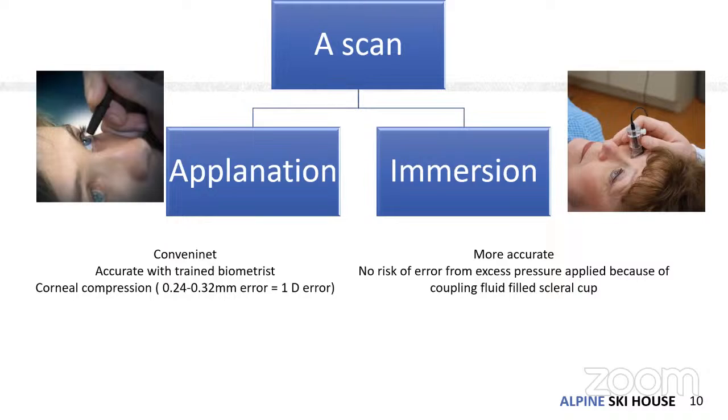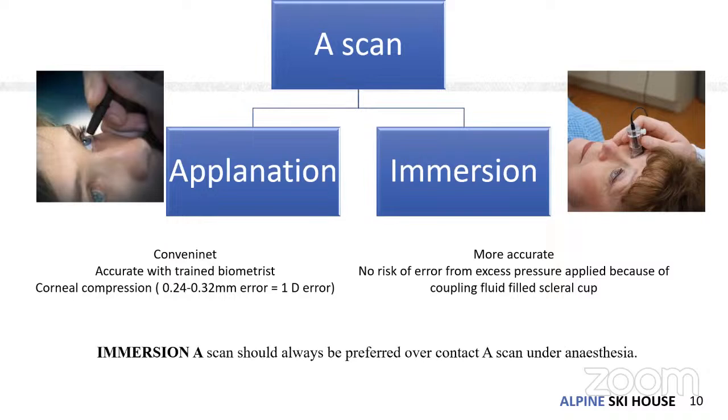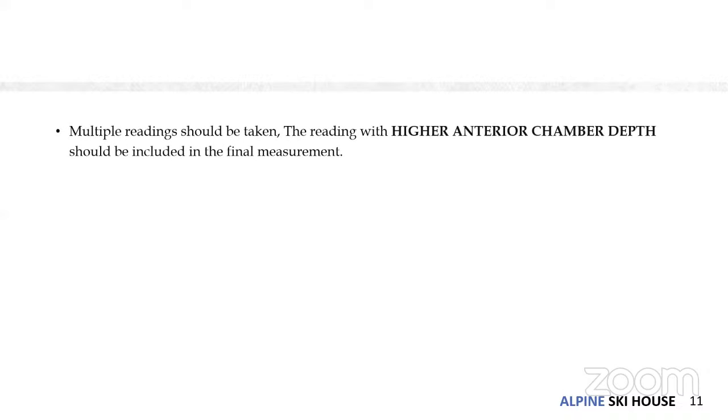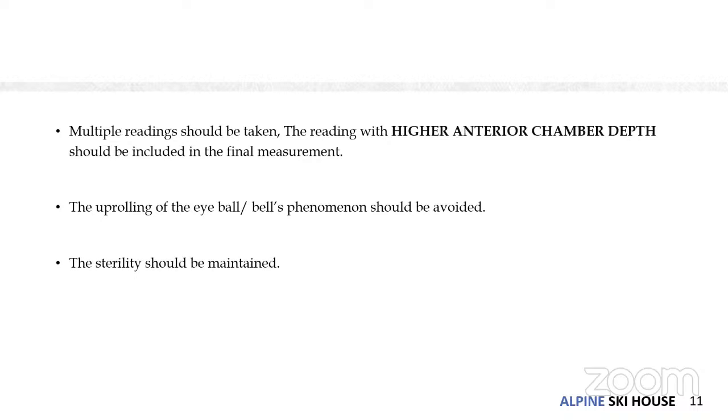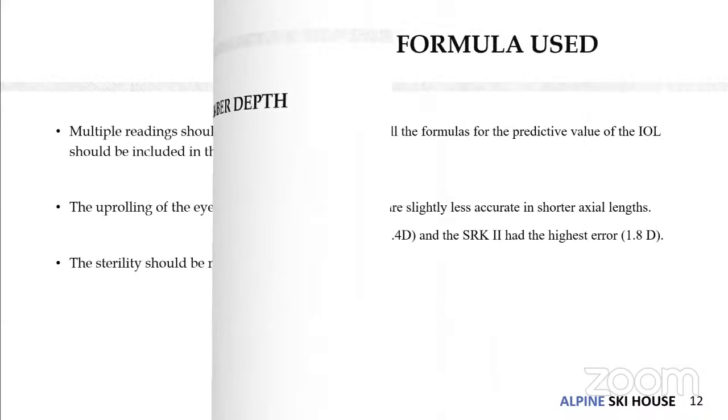There is no risk of error from excess pressure because the coupling fluid fills the scleral cup. The immersion A scan should always be preferred over the contact A scan under anesthesia. Multiple readings should be taken. The reading with the higher anterior chamber depth should be included in the final measurement. The upward rolling of the eye and bulge phenomenon should be avoided during immersion. Sterility should be maintained.